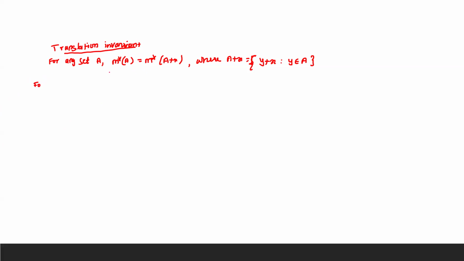We are going to split this proof into two parts. That is, we try to prove m star of A plus x is less than or equal to m star of A, and m star of A is less than or equal to m star of A plus x. We try to prove these two inequalities, then we will get the required result. Now we take the first one.